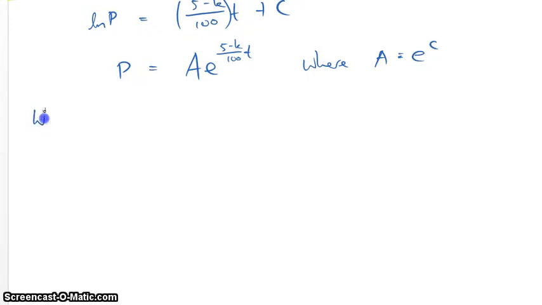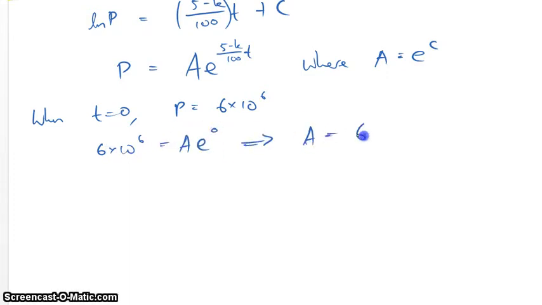So now we come back to our initial conditions. When t is 0, P is 6 million. So therefore 6 million is A e to the power of 0. That means that A is 6 million. We want the population to double in 50 years. So when t is 50, we want P to be 12 million.